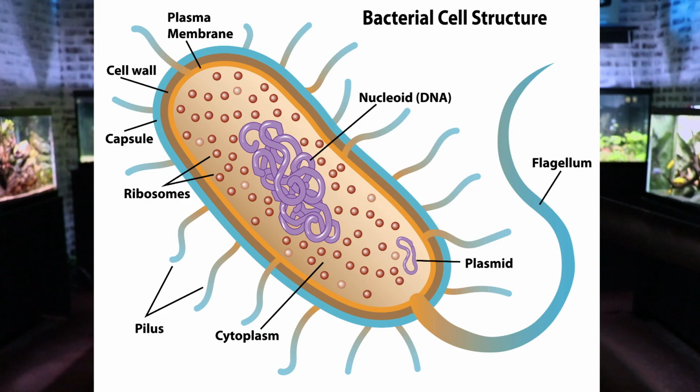These are extra chromosomal, so outside the host chromosome, they're extra chromosomal pieces of DNA. And these plasmids can house genes that give microbes special abilities that are not necessary under normal conditions. One of the most important of which is antibiotic resistance. And these plasmids can be transferred from one microbe to another.